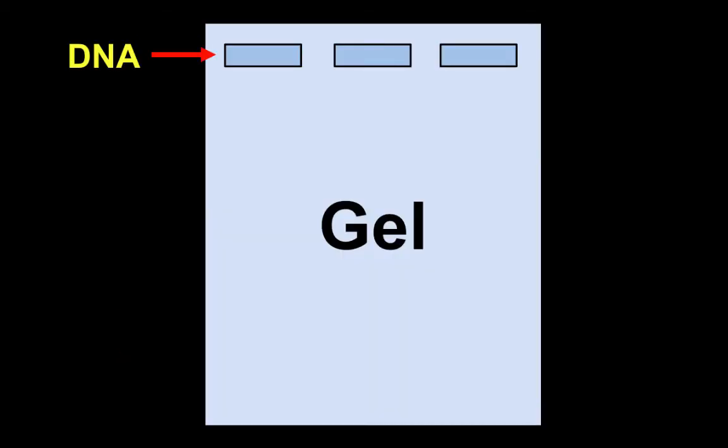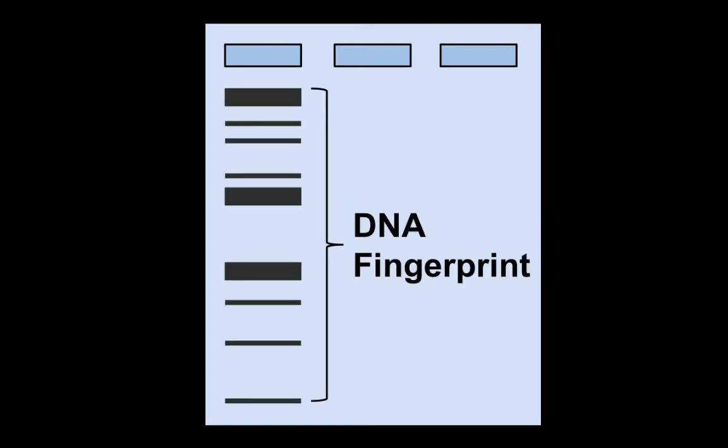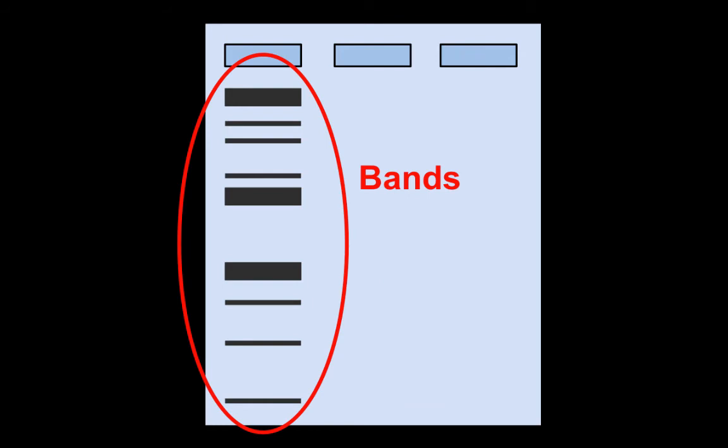Now we're going to put these fragments into a gel. And this gel, remember, is kind of like a briar patch. And then we're going to let this DNA move through the gel, these different fragments. And they're going to create a DNA fingerprint. It's called a fingerprint because it's unique to every person. Now these are what we call bands. And each band represents a different DNA fragment, a different sized fragment.